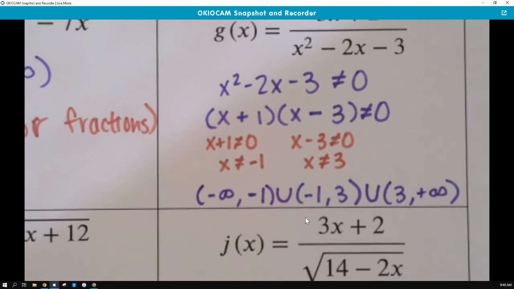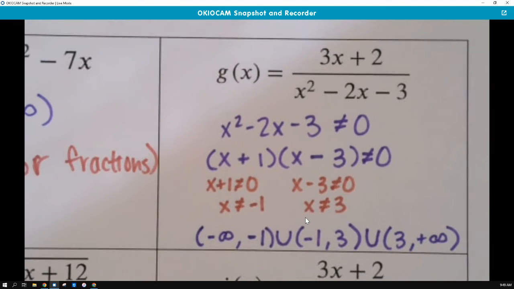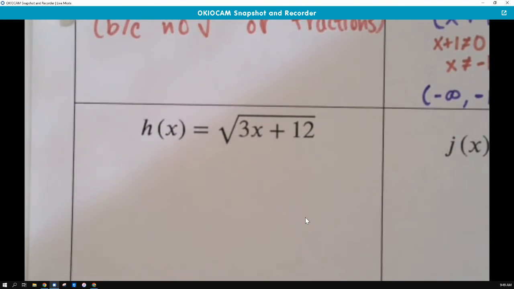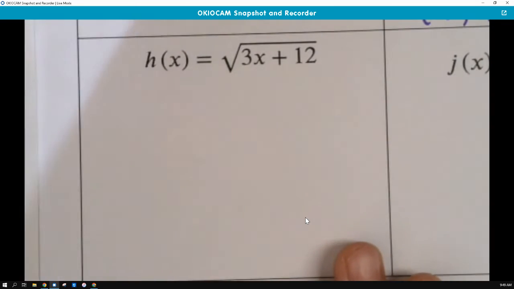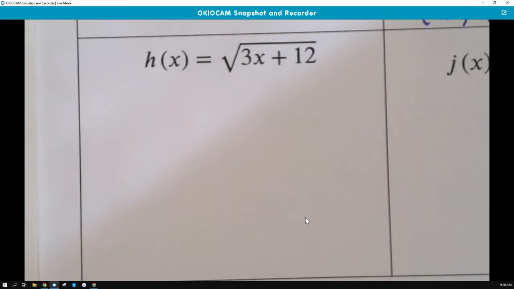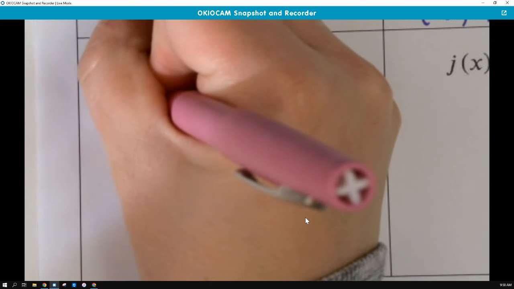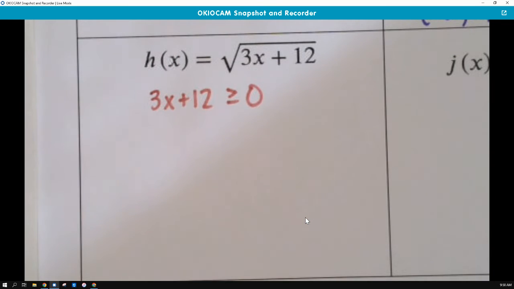Okay. Any questions about that one? Okay. Next one we've got h of x equals the square root of 3x plus 12. So what's inside this square root has to be greater than 0. It can be equal to 0, so it has to be greater than or equal to 0. So we're going to take what's underneath that square root, 3x plus 12. We're going to set it greater than or equal to 0 and solve that.